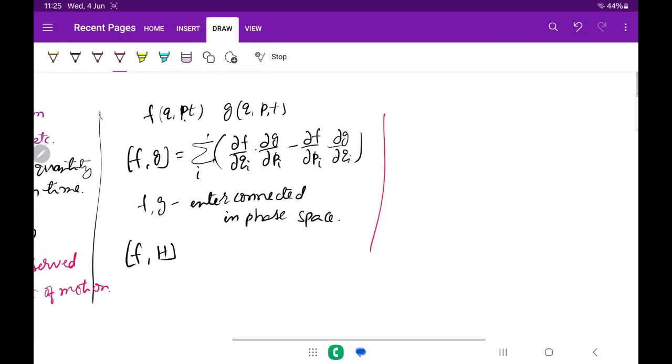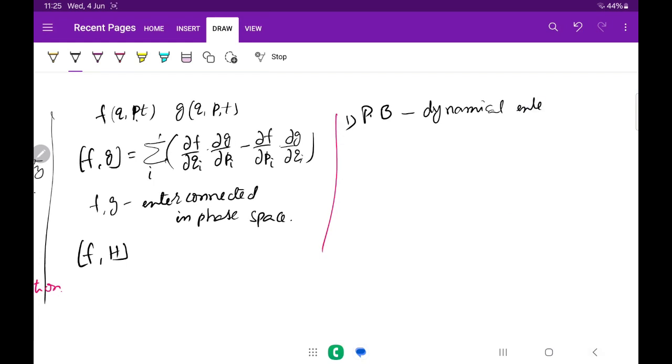So in essence, the Poisson bracket describes the dynamical interaction between quantities. They form the foundation for classical mechanics and quantum mechanics, through canonical quantization.